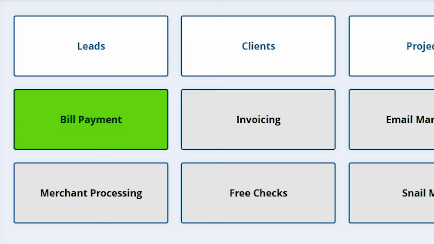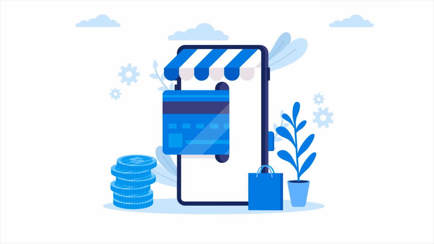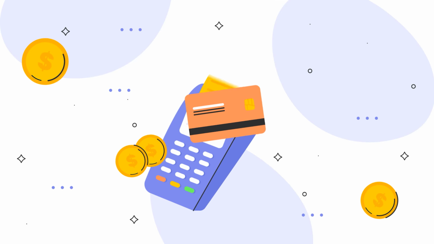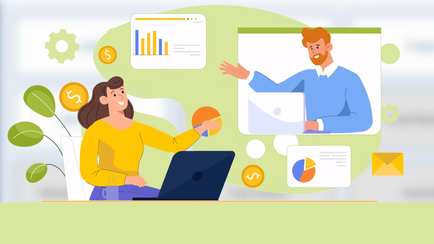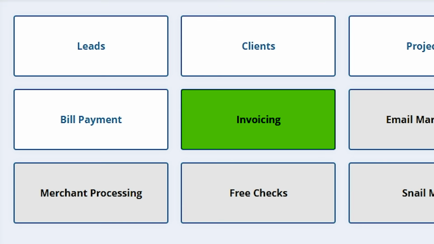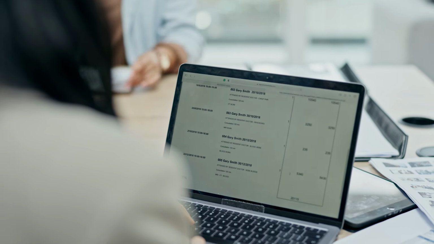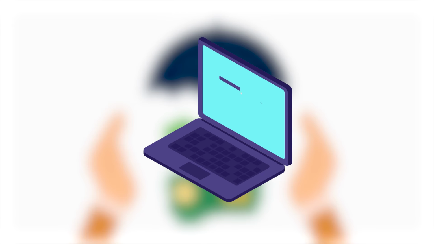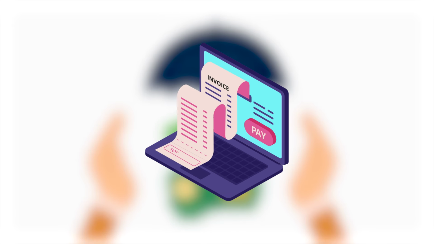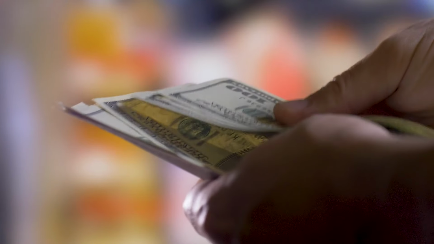Number 7. Bill payment module. A secure and convenient way to manage all your business transactions and bill payments under one umbrella, ensuring seamless and efficient financial management. Number 8. Invoicing module. Generate and send invoices seamlessly while keeping track of all financial transactions under one umbrella. Request payments, view all invoices, and easily monitor what's due, paid, or past due to stay on top of your finances.